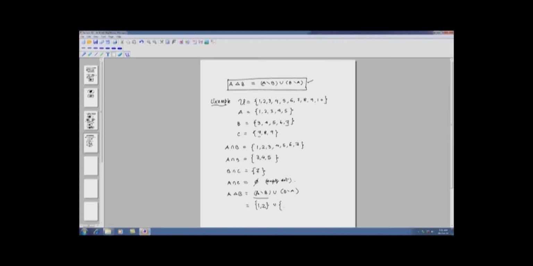Now, we see that 3, 4 and 5 are common to both A and B, and in B we have 2 more elements, 6 and 7, which are not in A. Therefore, those elements will appear in B minus A, and thus we have the set 1, 2 union set 6, 7, and taking the union we have 1, 2, 6, 7. So, this is the symmetric difference between A and B.